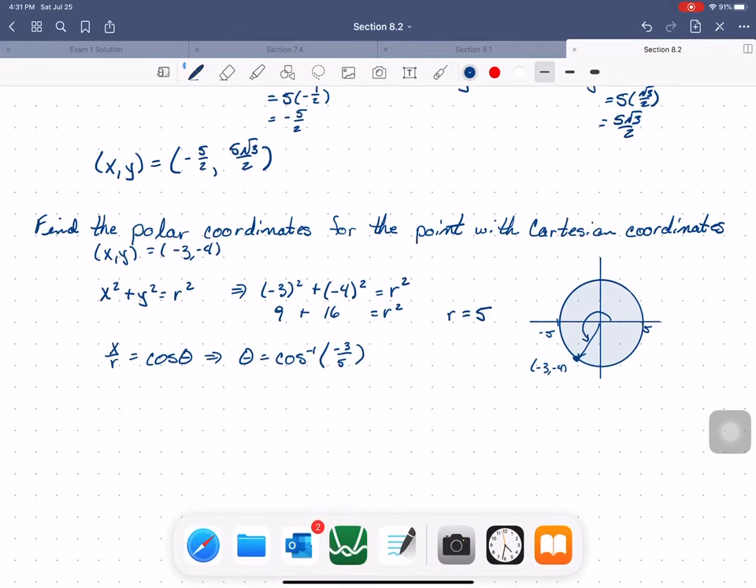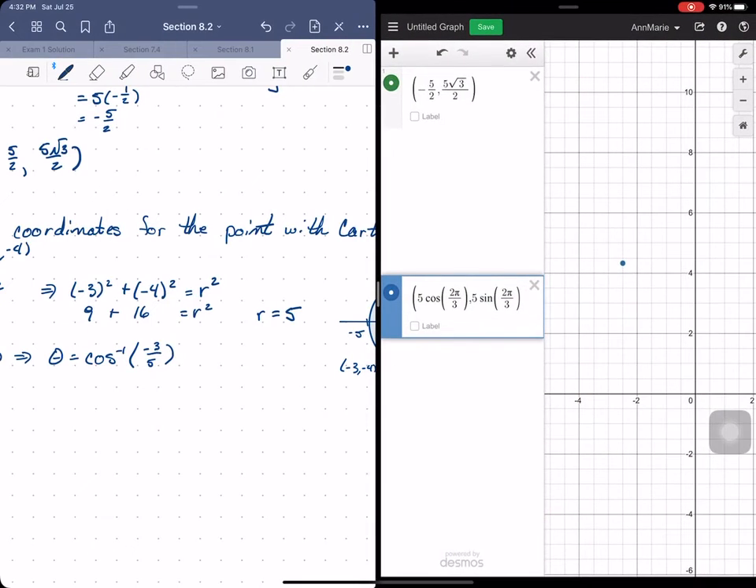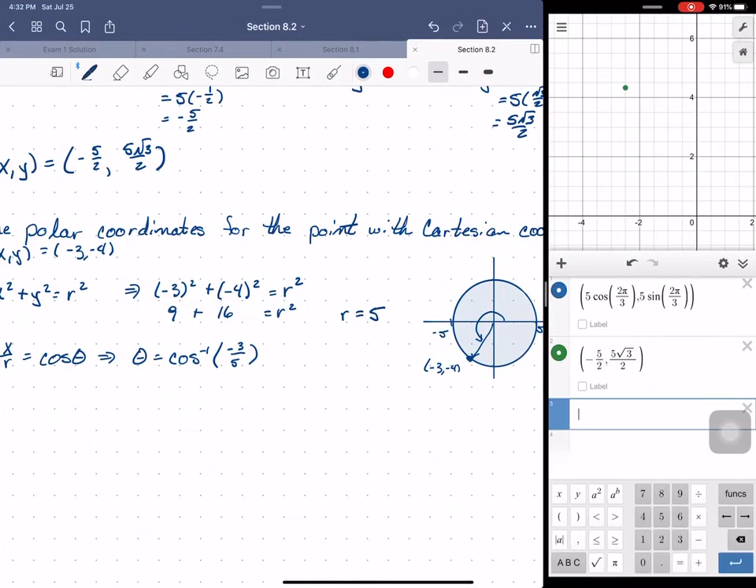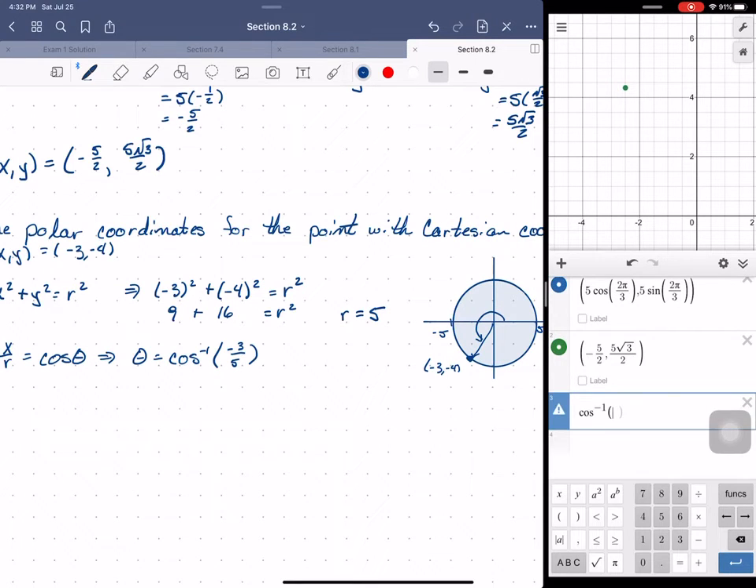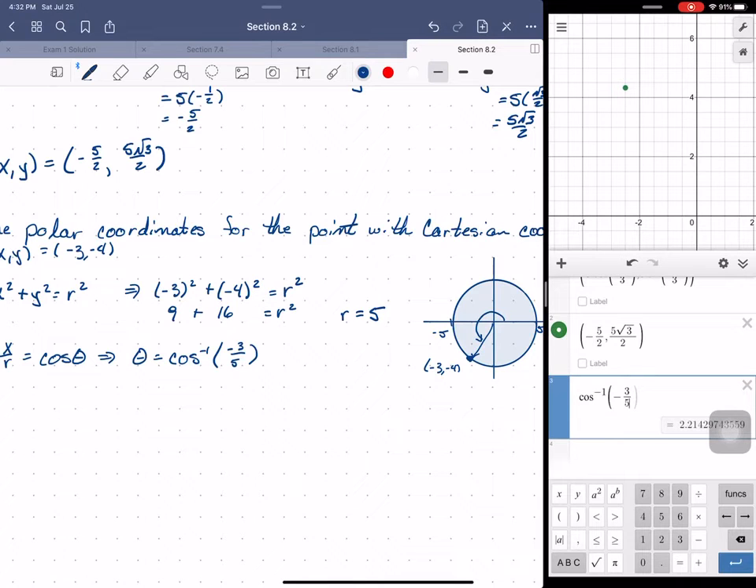Now, -3/5 is not a special known unit circle value, so we will use Desmos. And we'll take the inverse cosine of -3/5, and we get 2.2142. That is not a third quadrant value, is it? That's less than pi, because pi is 3.14. So this is about 2.2143.